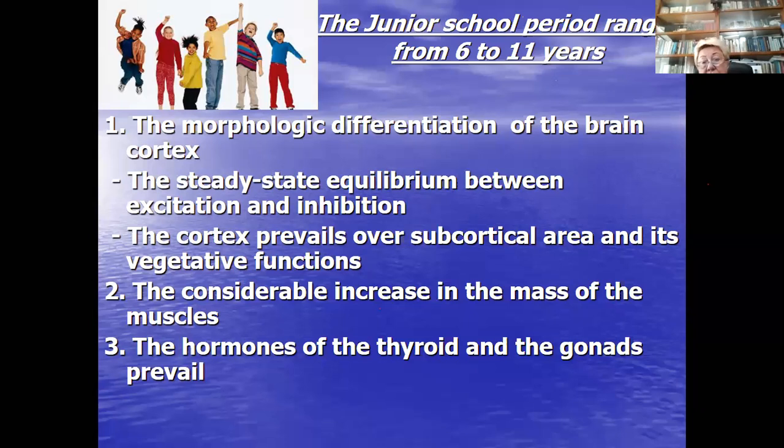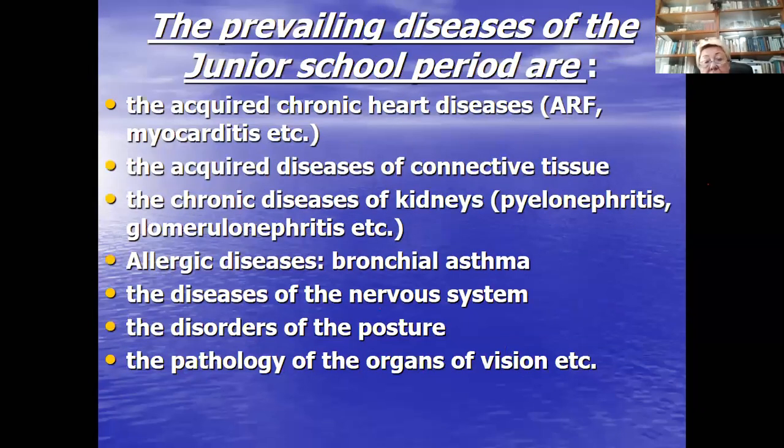About diseases in the junior school period. Mostly these are acquired chronic heart diseases like acute rheumatic fever, myocarditis, endocarditis, and others. Acquired diseases of connective tissue, chronic diseases of the kidney like pyelonephritis and glomerulonephritis, allergic diseases, bronchial asthma, diseases of the nervous system, disorders of the posture, and pathology of the organs of vision.